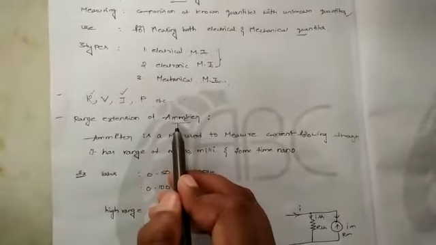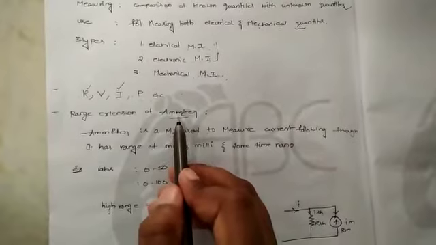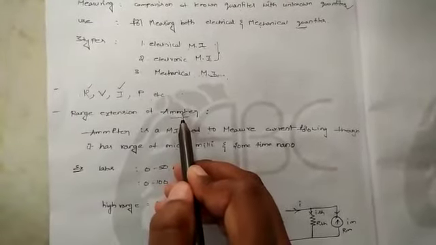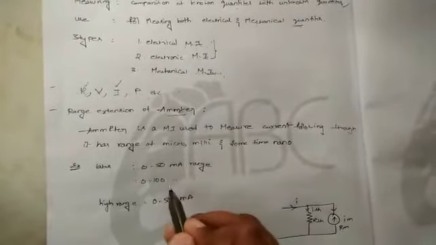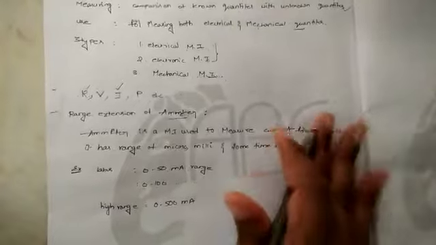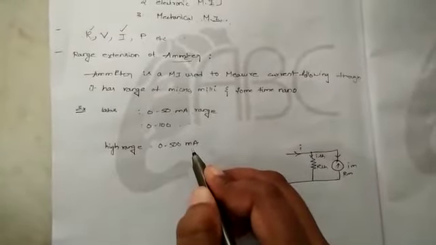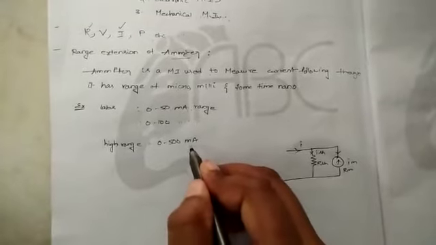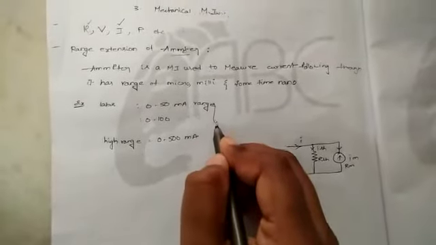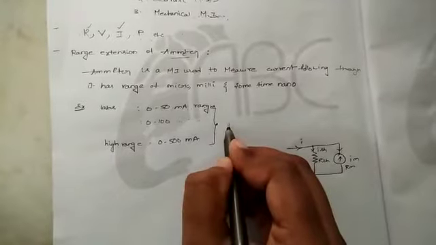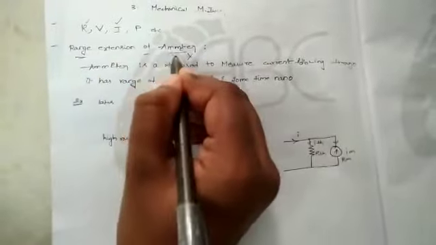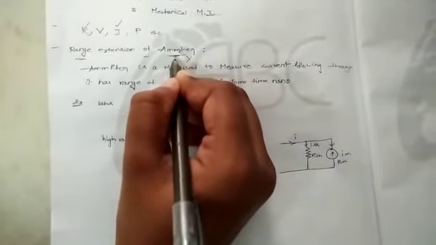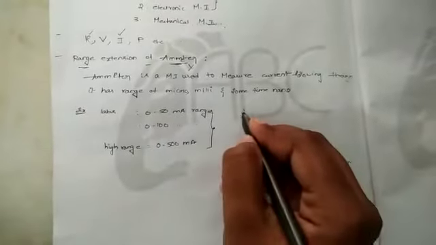The range extension of an ammeter: generally we observe many ammeters. In labs we can observe ammeters whose range is 0 to 50 milliamperes, and some ammeters whose range is 0 to 100 milliamperes. The maximum range of ammeters we observe in daily life is 0 to 500 milliamperes. If I want to measure current beyond these ranges, these ammeters can't be used for that process. That's why we want to increase the range of ammeters. This can be done using the method named the shunt method.